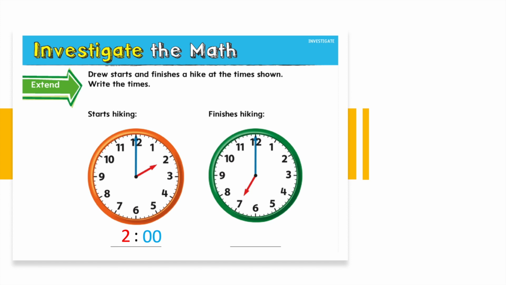7. Very good. Where is the minute hand pointing to? 12. So when it's pointing to 12, we say o'clock. So what is the time? 7 o'clock. Very good.